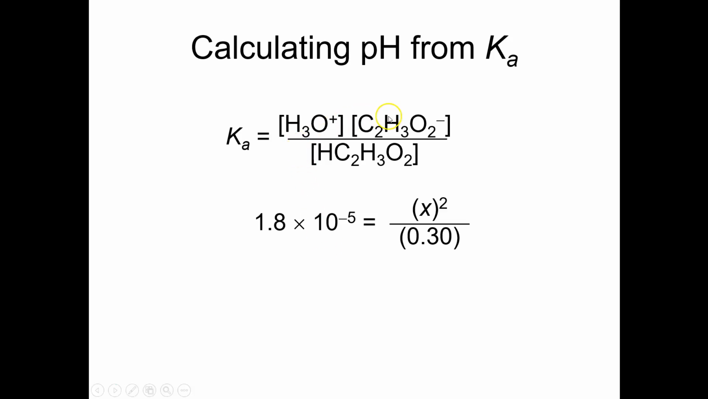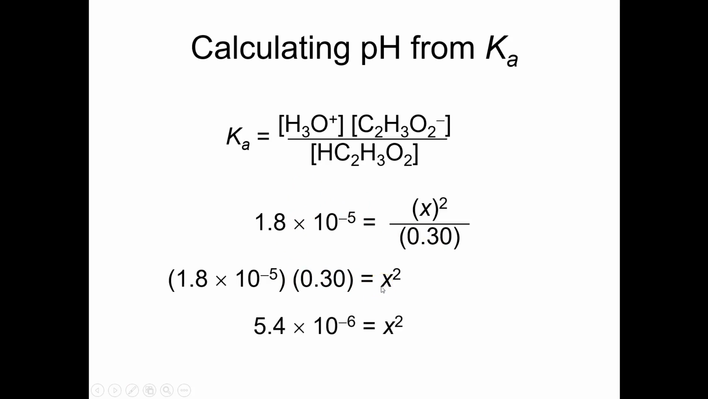Both hydronium and acetate were X, so I simply plug in X for each of those, which gives X squared. And we gave the value of the initial concentration of acetic acid as 0.3. I can now multiply both sides by 0.3. So 1.8 times 10 to the minus 5 times 0.3 is equal to X squared. Therefore, 5.4 times 10 to the minus 6 is equal to X squared, and therefore X is equal to 2.3 times 10 to the minus 3. That is both my hydronium concentration at equilibrium and my acetate concentration at equilibrium.